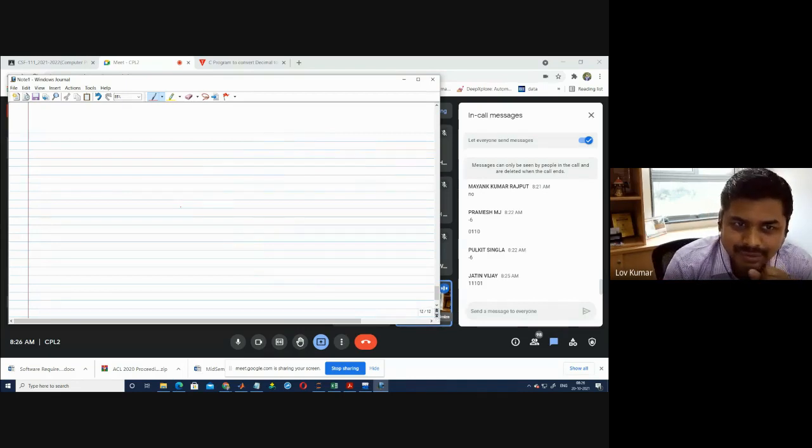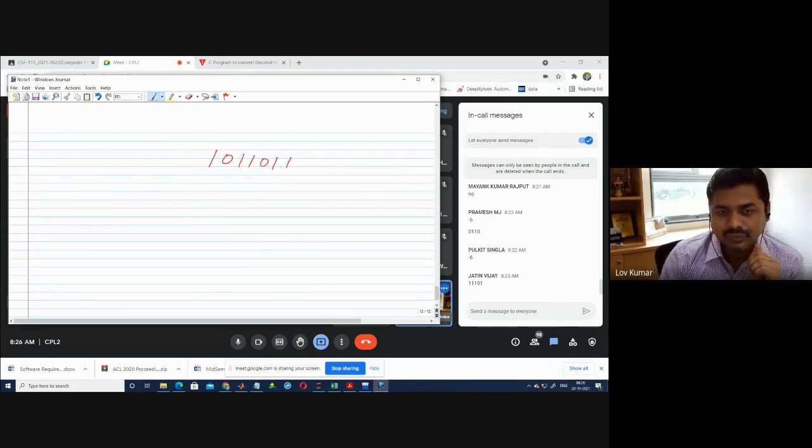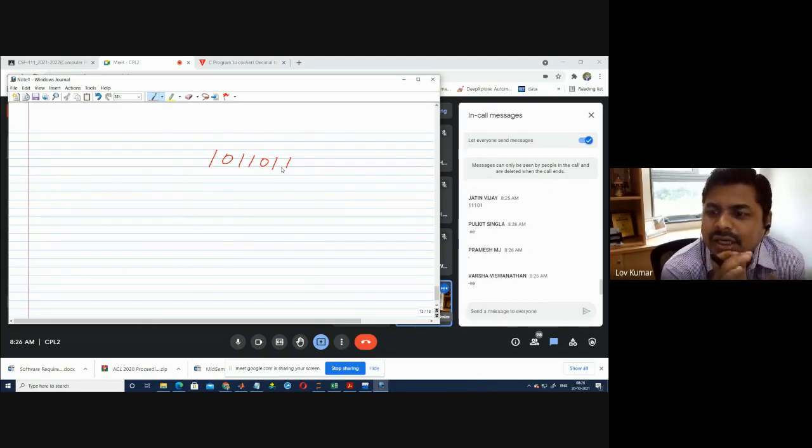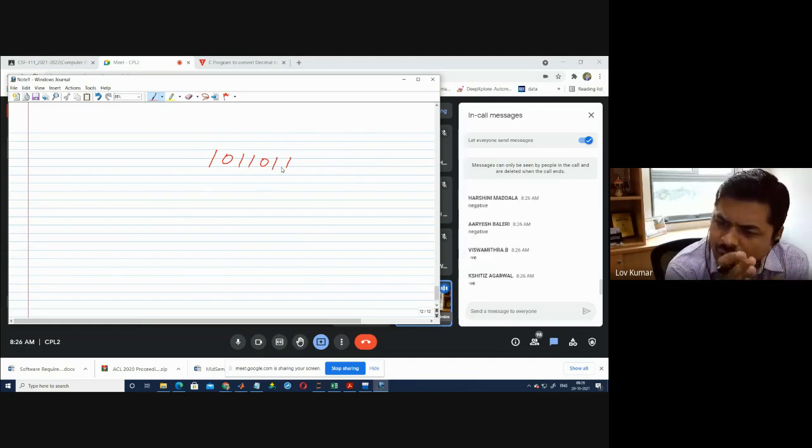As for example, I am writing this one. Okay. Now can you tell me whether this number is positive or negative? Assume that any representation we are using, sign magnitude, 1s complement or 2s complement. By looking at this number, can you tell me what is the sign of this number? Positive or negative? Negative. Why are we saying negative? Because the first bit is 1. In all the 3 representations, the first bit 1 represents that the number is negative.